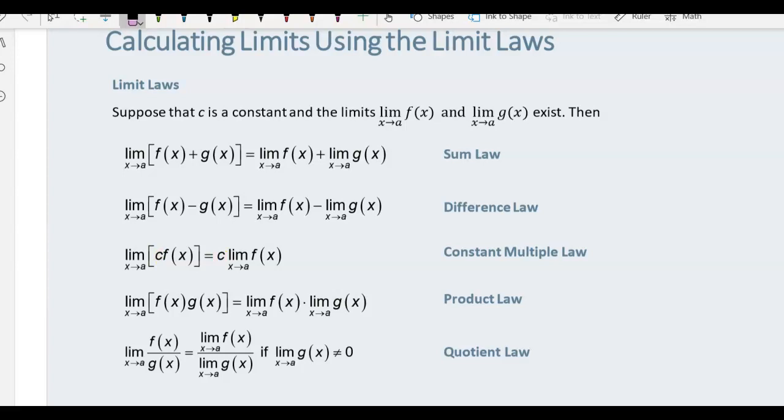The fourth is the product law for multiplying two functions together and then separating them into a multiplication. And then the fifth is the quotient, where we are dividing the two functions. Of course, we need to keep in mind that whatever the function is in the denominator, that limit cannot be equal to 0 because we can't have 0 in the denominator of any fraction.